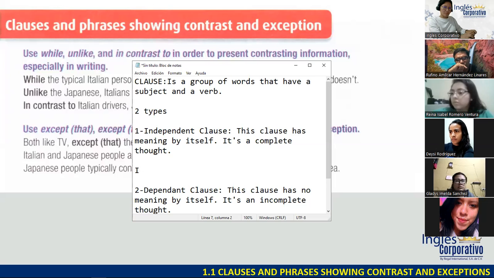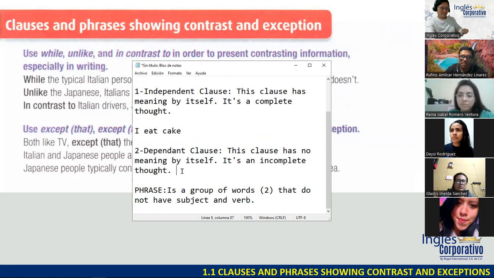For the independent clause, I can say something like, I eat cake, okay? I can say I eat cake. And just by saying I eat cake, guys, you will understand the idea, right? Like, oh, great. I like cake too, right? But what if I say something like this?